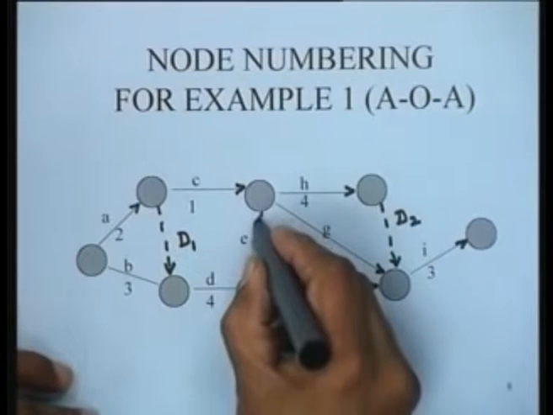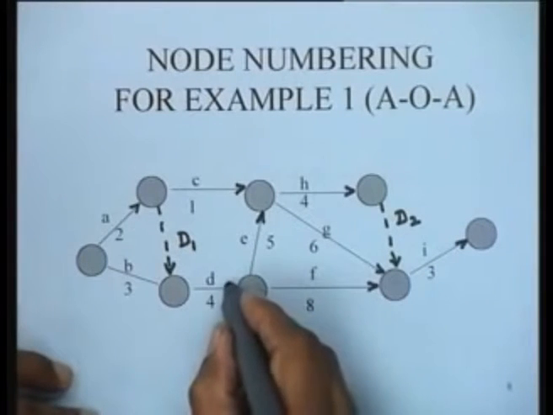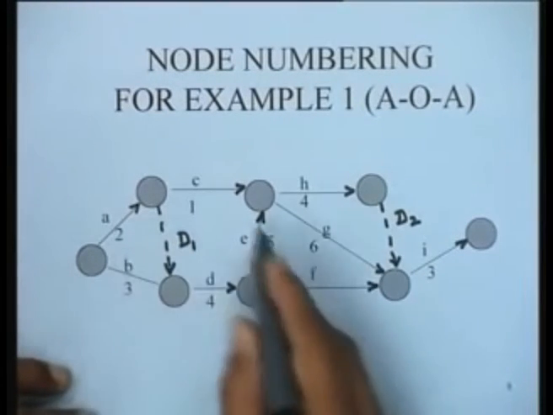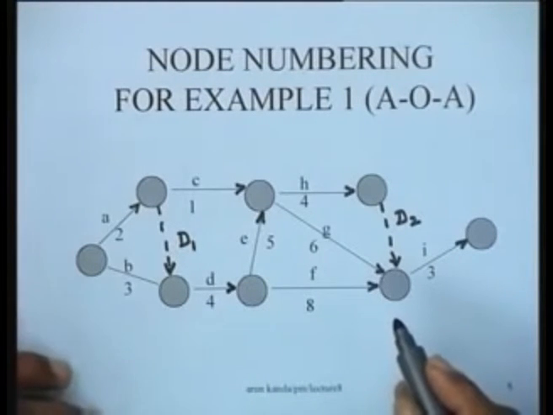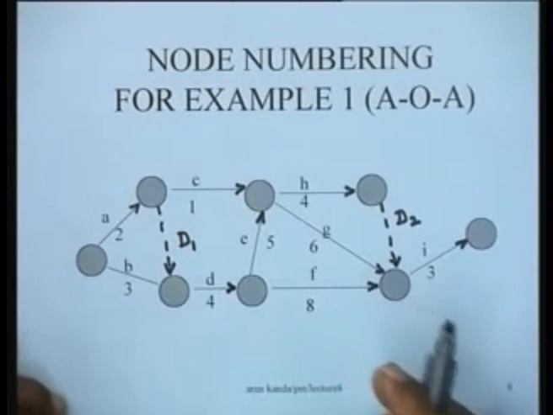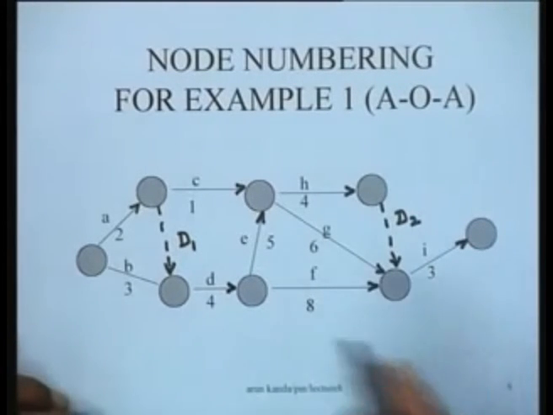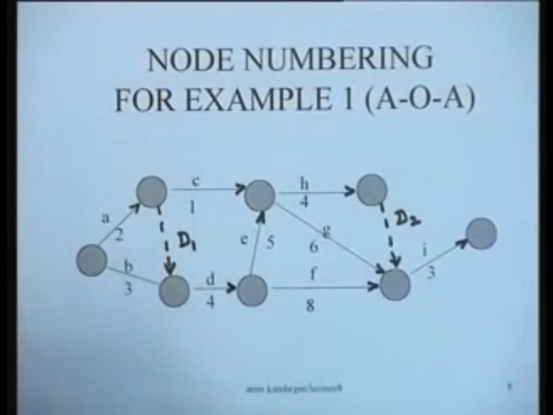And what we would like to do is establish the node numbers. The nodes are not numbered. The numbering of nodes is in fact the first crucial step before proceeding with the algorithm. In this case, obviously, there is only one source node. So, let us try to number the nodes of the network.